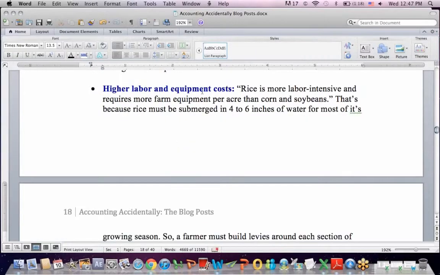The second issue is it's simply more complicated to grow rice. Rice is more labor intensive and it requires more farm equipment per acre than corn and soybeans.